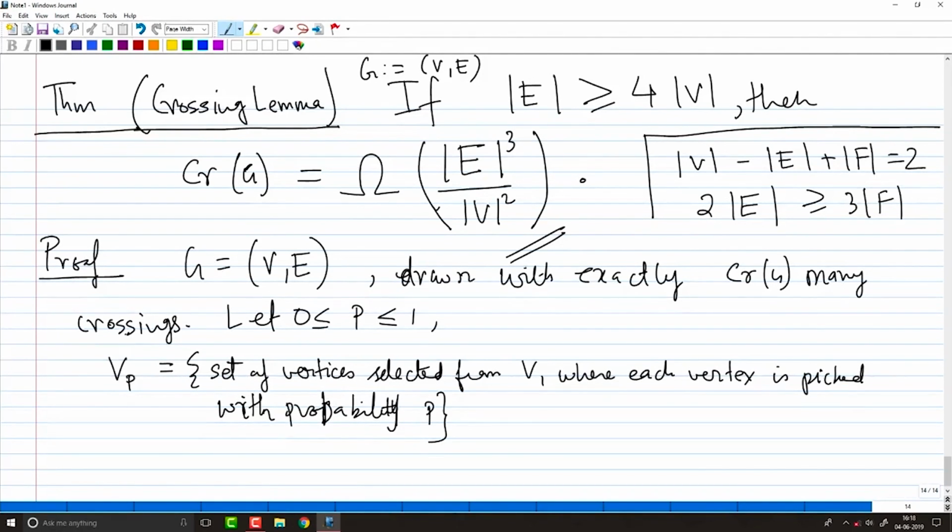So basically the size of V_p is a random variable. It doesn't have a fixed size. It gives you a distribution. Okay. So what is the expected value? I will denote it by this expected value. So what is the expected value of the size of V_p?